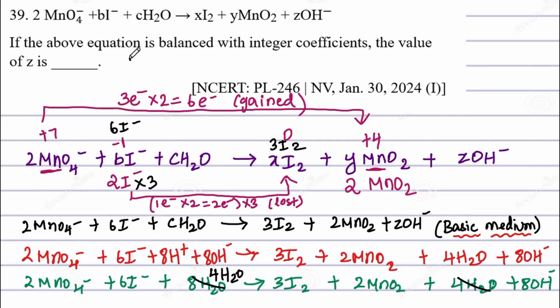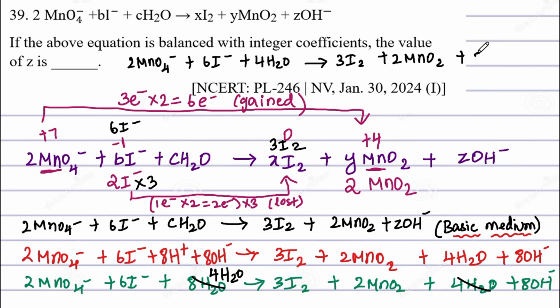So let us write the final equation from the last one. 2MnO4 minus plus 6I minus plus 4H2O gives 3I2 plus 2MnO2 plus 8OH minus. So now the value of Z is 8. So in above equation, the value of Z is 8. So I hope you understood this question.